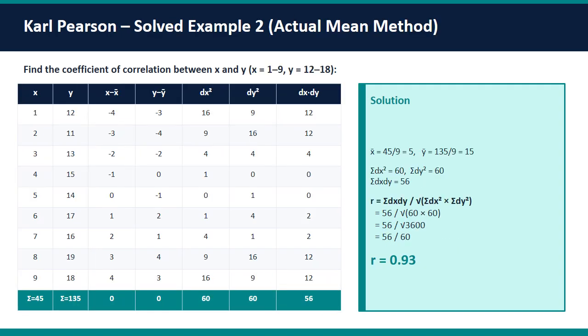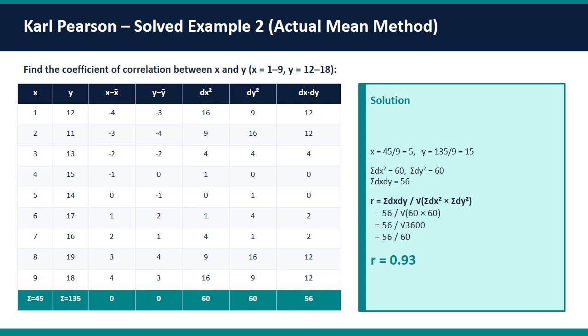So now let us see another example based on Karl-Pearson method. So here we are making use of actual mean method. According to the question, find the coefficient of correlation between x and y. And they have also given the values of x as well as the values of y. So the mean of x is going to be equal to 5 and mean of y is equal to 15.